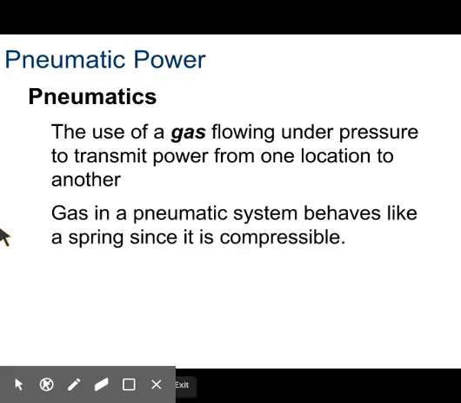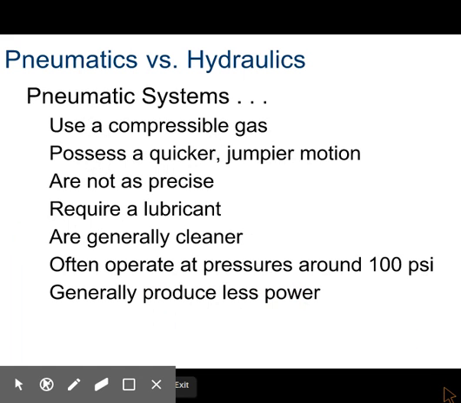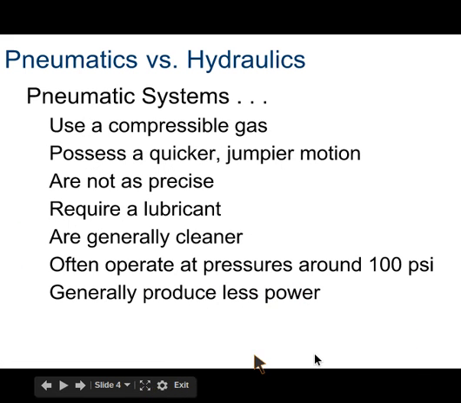So basically, it's the use of gas under pressure so we can transmit power from one location to another. And the gas is unique because it can behave like a spring. It's compressible, which is going to become quite useful. So pneumatic systems, again, use a compressible gas. They're quicker and can provide a much jumpier motion. They can happen much more quickly, but they're not going to be as precise because of that.